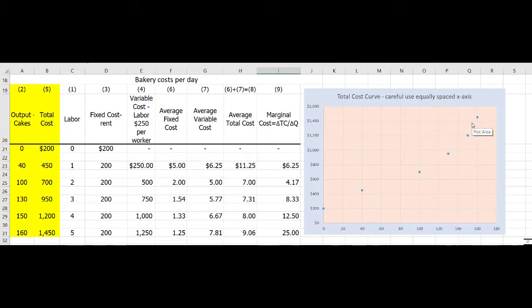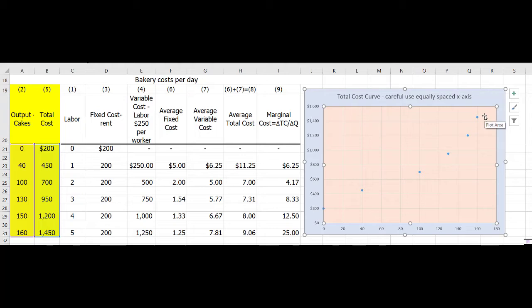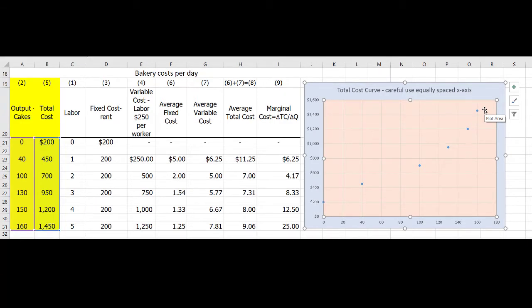And this is the flip side of that production function I just showed you. As the quantity of output, which is on the x-axis here, increases, and make sure that's all equally spaced so you can get this curvature, you can see the total costs ramping up. The total costs are ramping up because each worker costs $250. It's constant, but they're not getting the same amount of output out of each one. So your costs are going up on a per unit basis.